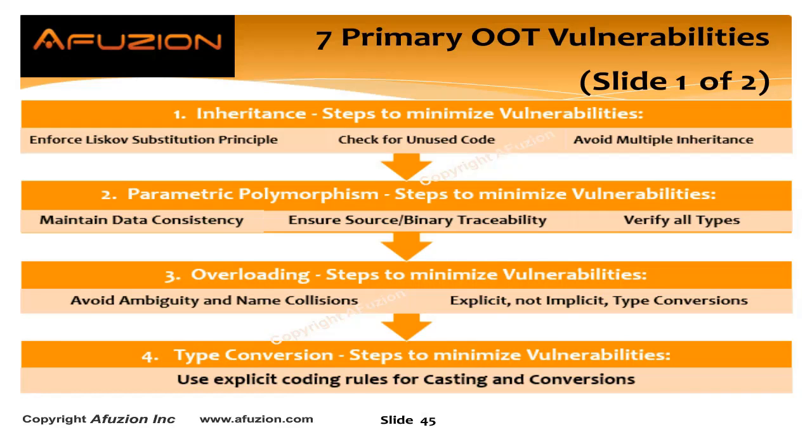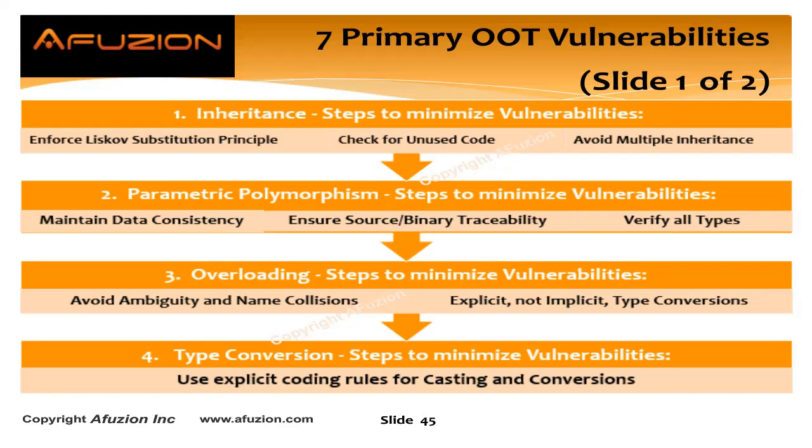Number 2, parametric polymorphism. We need to have some steps to minimize vulnerabilities. So we need to maintain data consistency. We need to ensure that the source binary traceability is there. Finally, we need to verify all the data types.